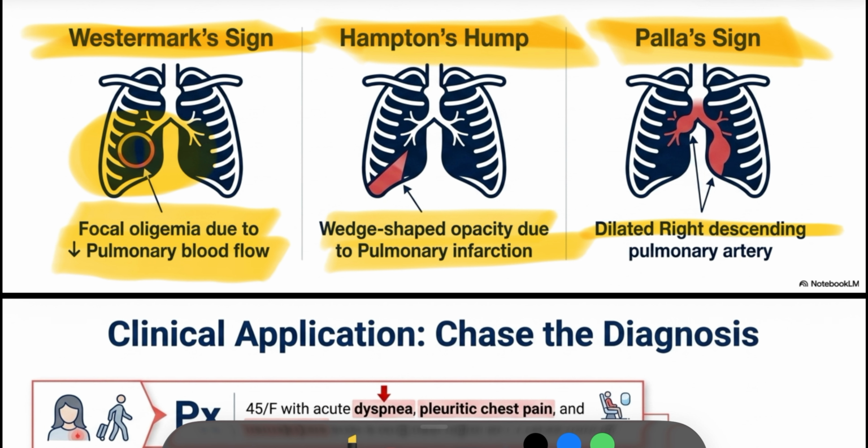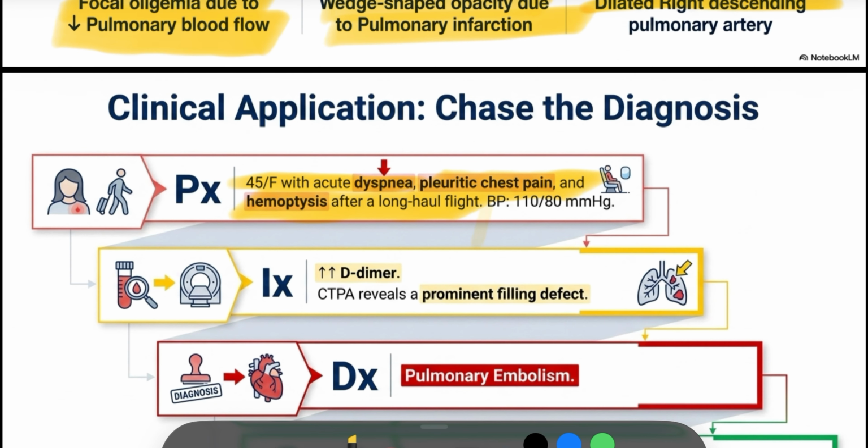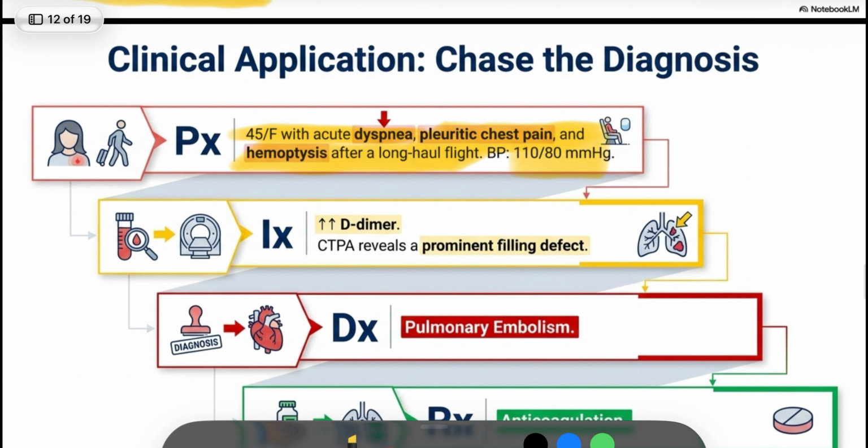Before going to the management, let's see how the case comes to the casualty. Let's take a 45-year-old female with acute dyspnea, pleuritic chest pain with hemoptysis after a long haul flight. Her BP is 110 by 80 mmHg. After seeing such symptoms, you are suspecting pulmonary embolism. So you are going to order the investigation.